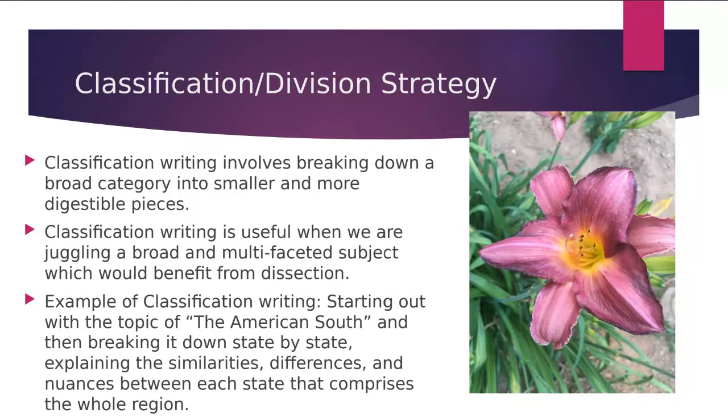Another example of how to use the classification division strategy, if you were going to do a classification division essay on bears, you could have bears as your general topic, and then you break down the topic of bears into several subcategories of bears. So brown bear, black bear, grizzly bear, Kodiak bear, polar bear. These are subcategories of the larger whole, and that's what classification and division is all about. It can help us when we're trying to organize a very broad topic into digestible pieces.